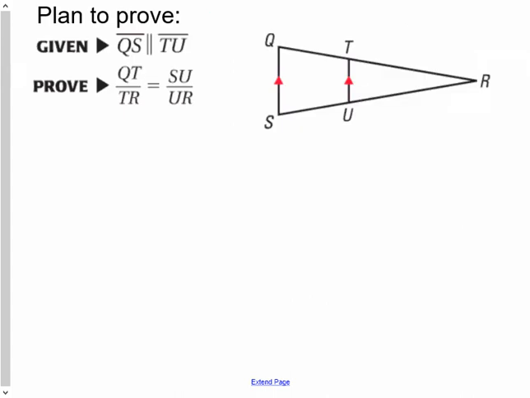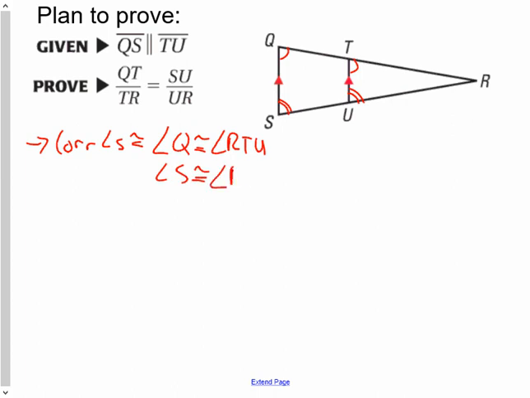Last one, the plan to prove. Given we have some parallel lines, prove the original theorem, the first one. So plan to prove. I said earlier, this one's a really easy one to prove, right? Technically, what you would do is we have parallel angles in the corresponding form. So corresponding angles congruent, right? We'd have Q congruent to RTU, S congruent to RUT. So that would give us triangle similar, right? Triangle QRS similar to triangle TRU.